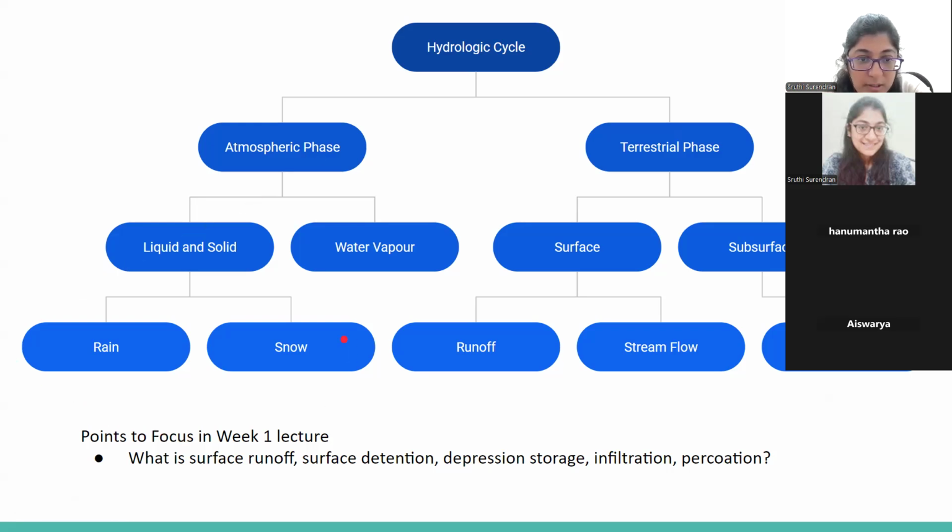So the points to focus on in this portion will be what is surface runoff, what is surface detention, what is depression storage, what is infiltration, what is the difference between infiltration and percolation. All of these topics are something that you can go through when you're revising.